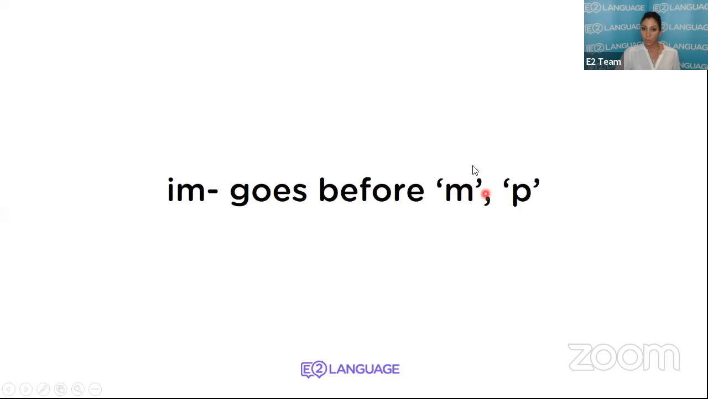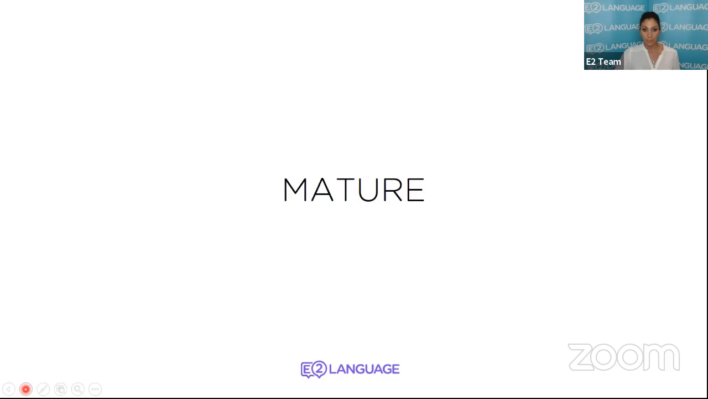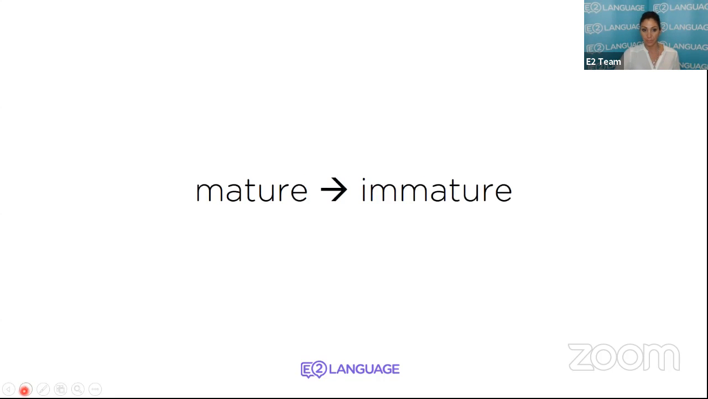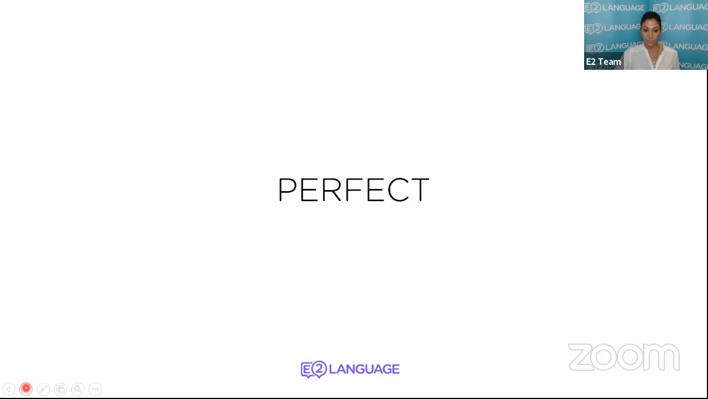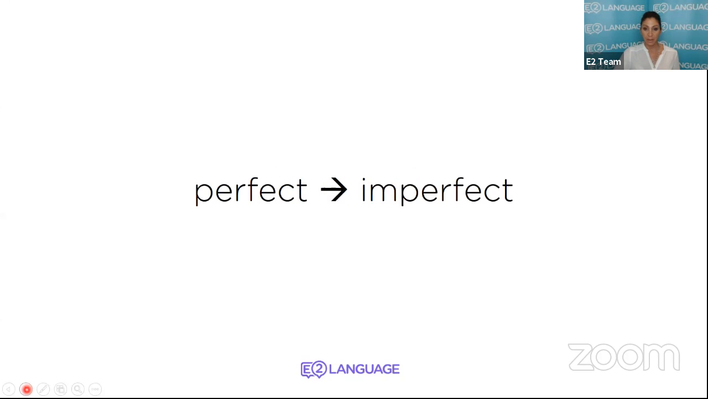IM goes before words that start with M or P. For example, mature, the adjective mature, becomes immature. The noun maturity, immaturity. And the adverb maturely, so he behaves maturely or he behaves immaturely. IM can come before words that start with P, so perfect, the adjective, becomes imperfect. Perfectly becomes imperfectly, and perfection becomes imperfection. So here we had the adjective, the adverb, and the noun.